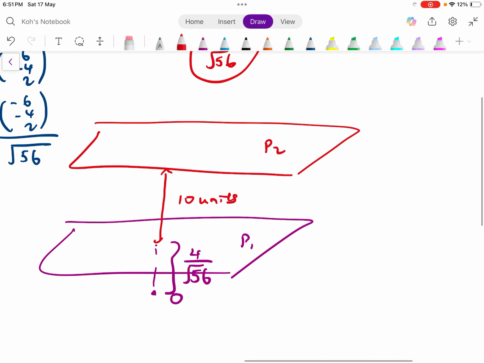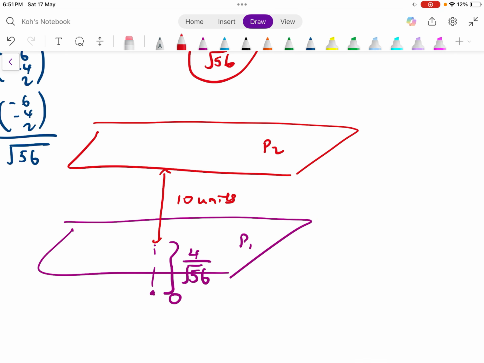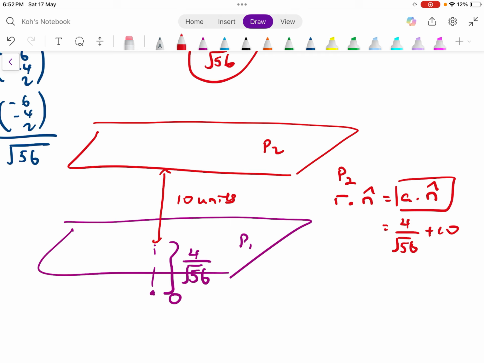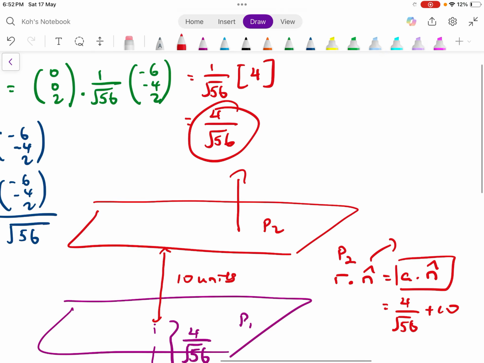So I can conclude one thing: my P2 must be parallel to P1. So this one I can put as such. So for P2, I can put r dot n hat equal to a dot n hat, where a dot n hat, you just put 4 over square root 56 plus 10 units. This one you can simplify. So what about the n hat of this new plane? Because the two planes are parallel, they must have the same normal vector. So the normal vector must also be this.